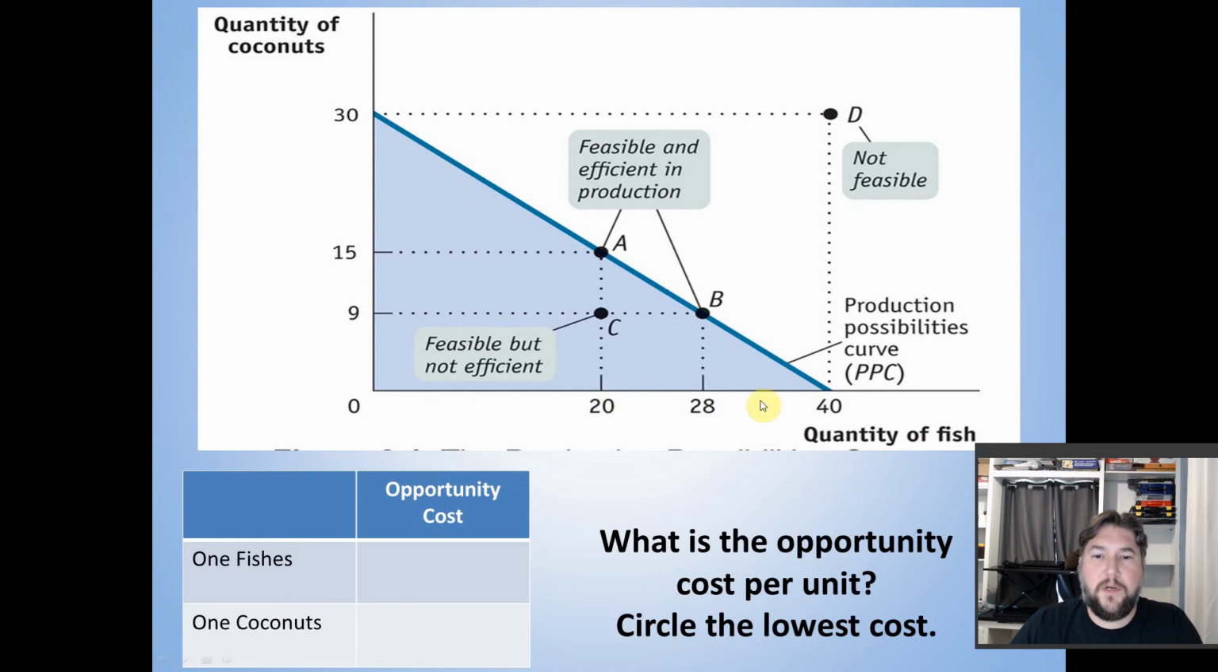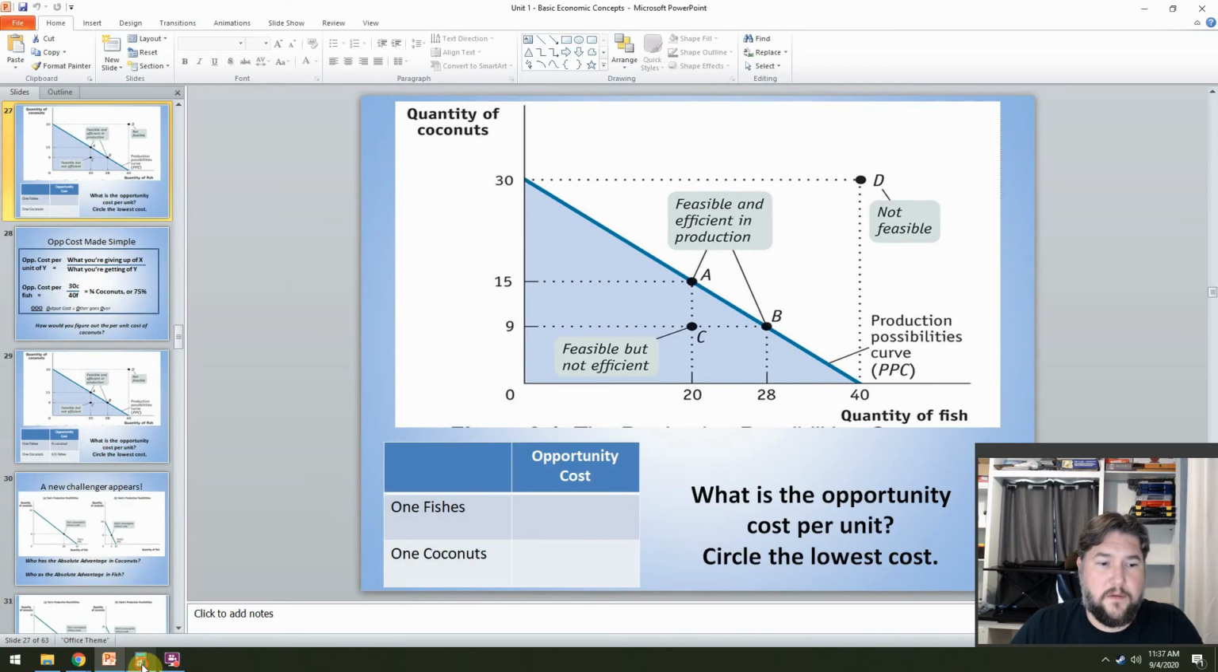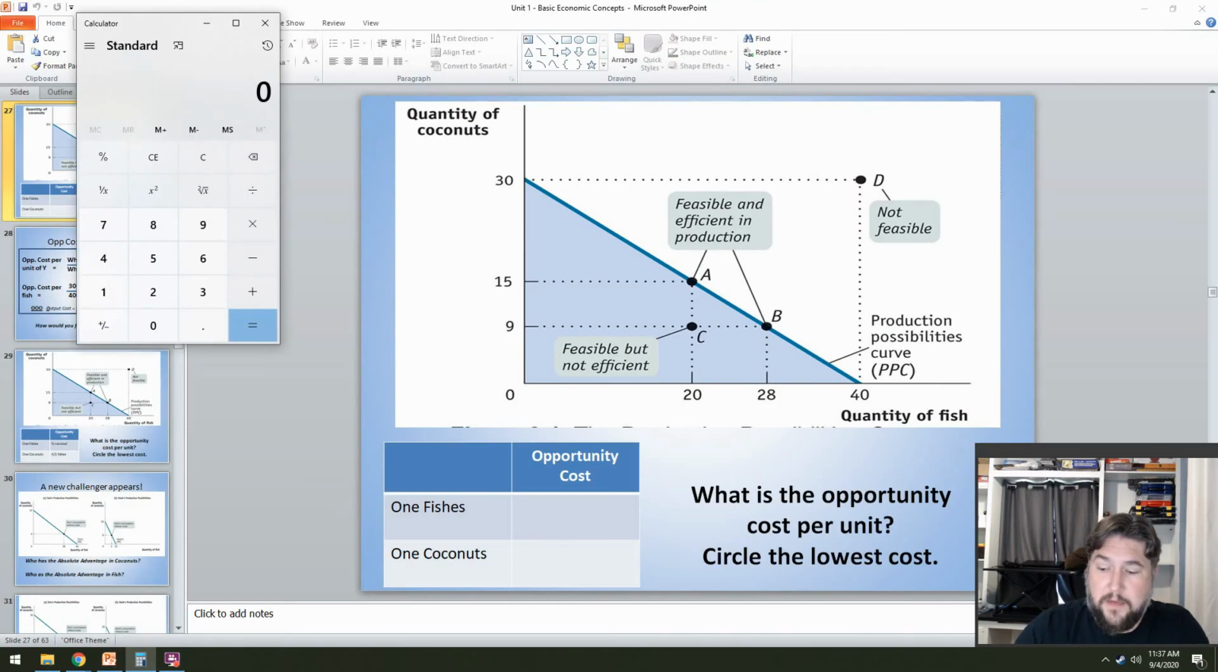So what is the opportunity cost of this fish that I'm getting here? I'm getting 8 new fish. Great, congratulations. But I'm giving up the ability to get 6 coconuts. So other goes over. So the opportunity cost of these fish is what? Well, let's see if the math works. I'm giving up 6 coconuts to get 8 fish, 6 over 8, and it's 0.75, 3/4. So once again, the opportunity cost of fish is 3/4 of a coconut.